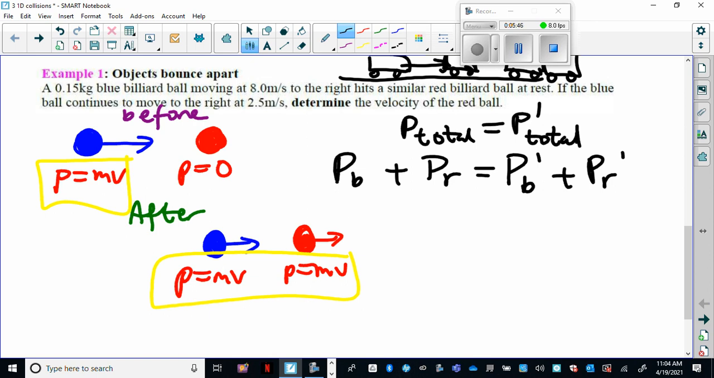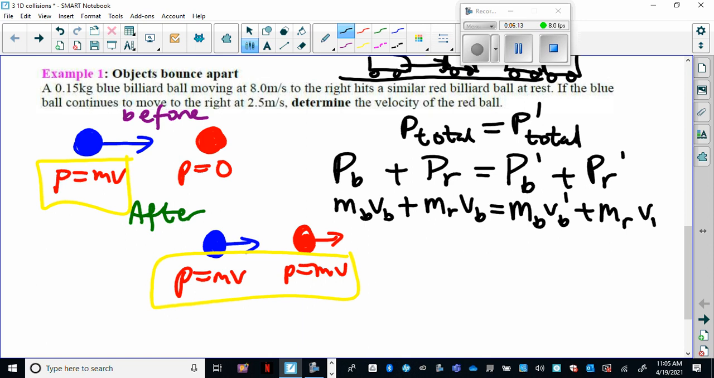The momentum of the blue ball will be the mass of the blue times the velocity of the blue. Again, this gets a little tedious with all the subscripts, but then you can see where we're going with it. The mass of the red ball times the velocity of the red ball equals the mass of the blue ball times the velocity of the blue ball after plus the mass of the red ball times the velocity of the red ball after. And once you've done that, it's just a matter of plugging in the numbers and taking into account direction. So here we go.